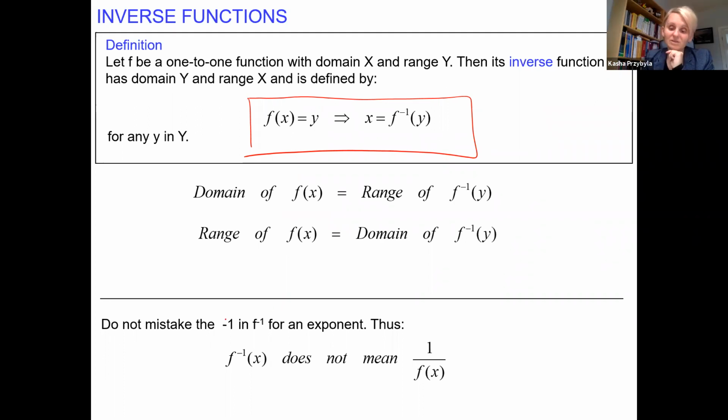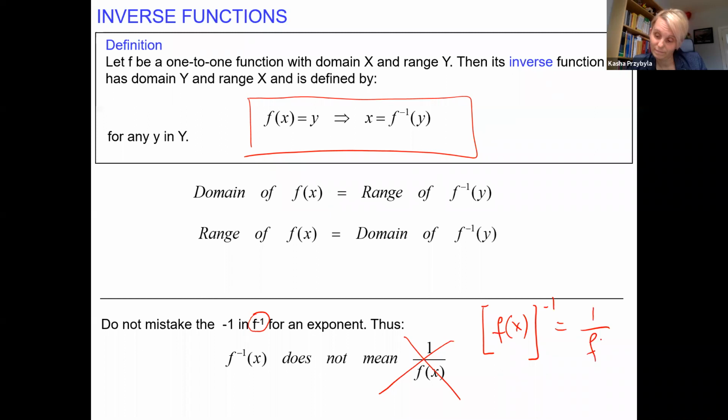The only thing is, please remember this notation: f inverse is not an exponent. It doesn't mean function f taken to the power of -1. That's not 1 over. If we would like to have the reciprocal, I will rewrite it like that: the entire function f of x to the power of -1, then it's 1 over. But when we have the -1 placed like that, this is just the notation. Unfortunately, that is the notation. We will get used to it, and you will not make the mistake. Please remember this.